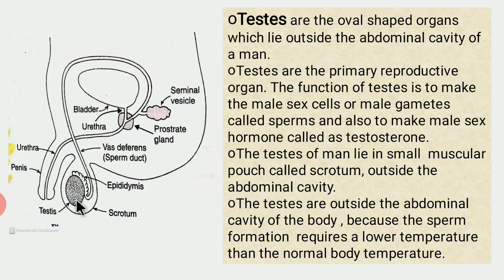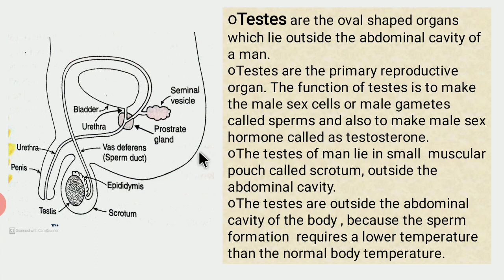Testis, which is the most important part in this reproductive system, is an oval shaped organ which lies outside the abdominal cavity of man. These testes are the primary reproductive organs, and the function of testes is to make the male sex cell, or male gamete, which we call a sperm, and also to make the male sex hormone called testosterone. The testes of man lie in a small muscular pouch called the scrotum outside the abdominal cavity.